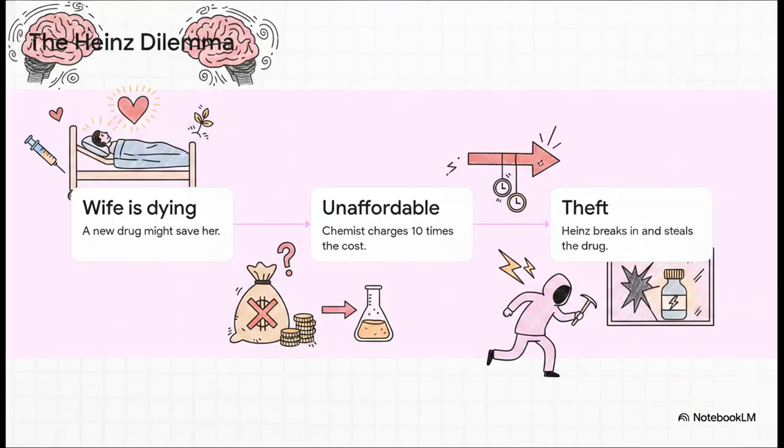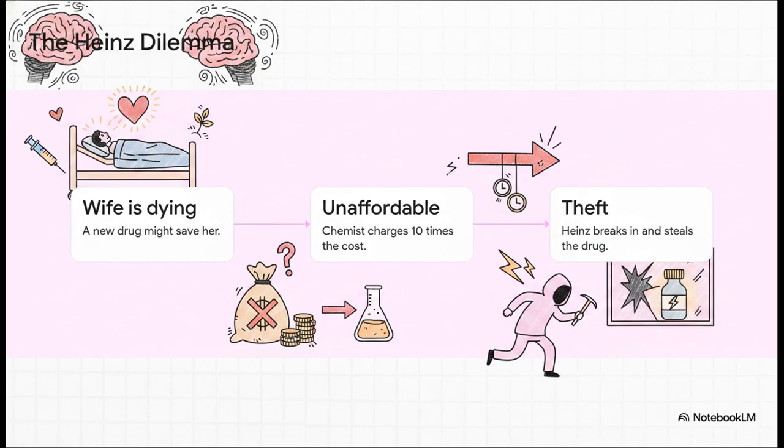We're going to start exactly where Kohlberg started with his story. I want you to imagine this incredibly high-stakes scenario. It's famously known as the Heinz dilemma. So first, Heinz's wife is dying from a very specific type of cancer. The doctors say a newly discovered drug from a local chemist might actually save her. Second, the chemist is charging 10 times what the drug costs to make. It's a price Heinz literally cannot afford, even after asking his entire family for help.